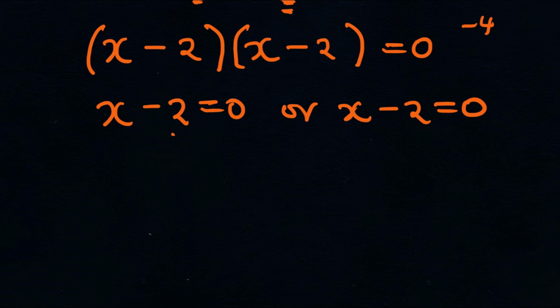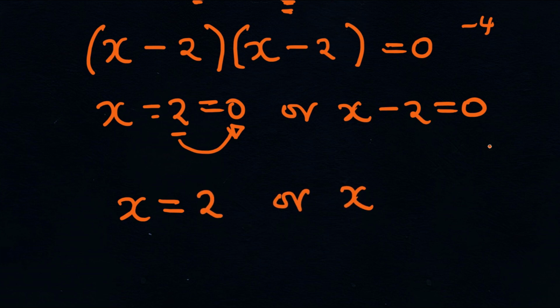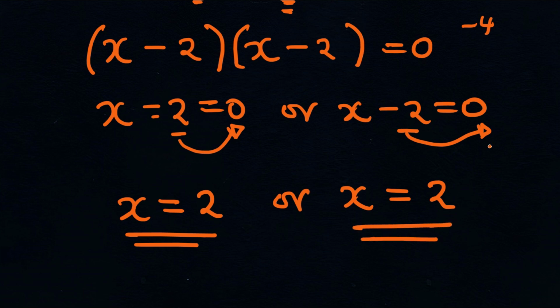And then we're going to take this number to the right hand side of the equal sign. So our x is going to be, here it's negative, so it is going to be positive 2, or x, we do the same here. We take this number to the right hand side of the equal sign, so it changes the sign and becomes a positive 2. So x is equal to 2, or x is equal to 2. So basically x is equal to 2 is our final answer.